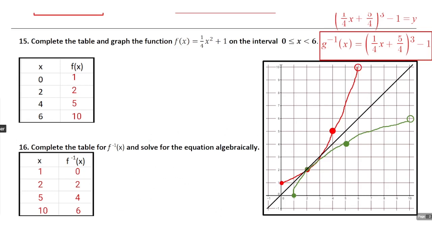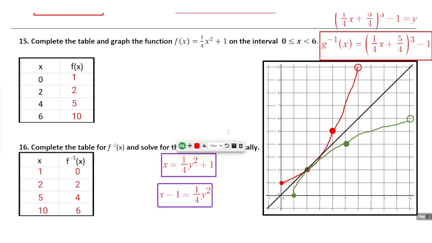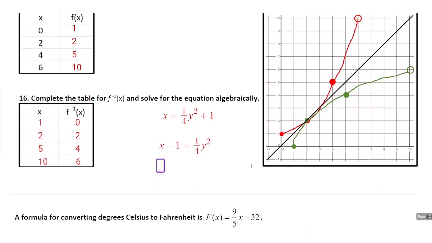Now it says also solve for it algebraically. So to do that, I'm going to swap x and y. I have x equals 1/4 y squared plus 1. Now we're going to solve for y. Because of our domain restriction, we actually are going to get a function here. I'm going to subtract 1 from both sides. Then I'm going to multiply both sides by 4. And finally, I'm going to take the square root.